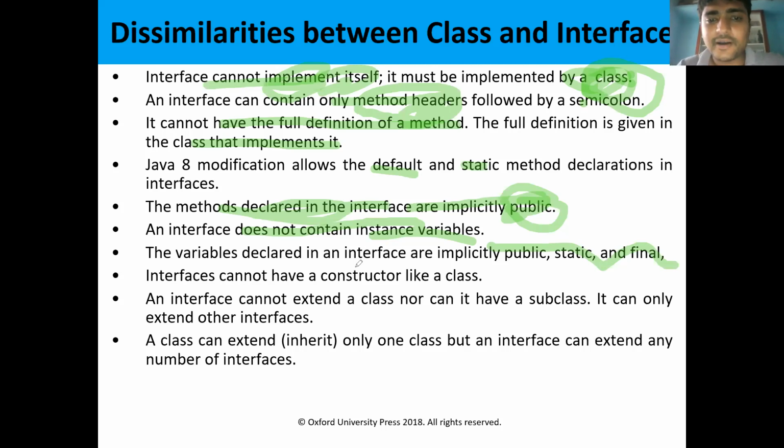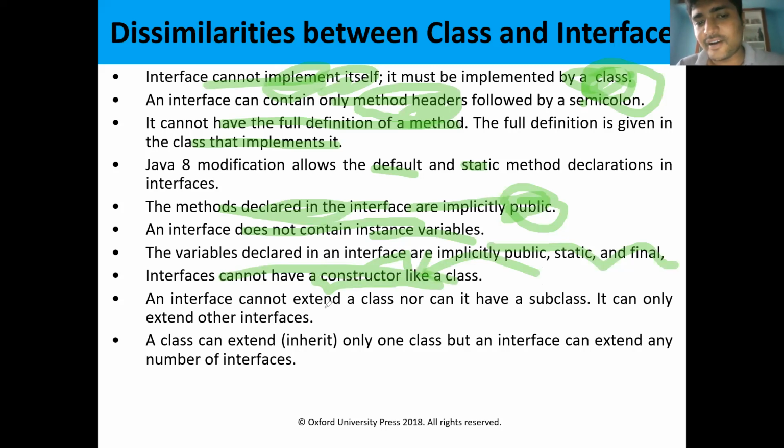So interfaces cannot have constructors. In interfaces, we don't have the concept of constructors. So we don't create constructors. That means for initialization, we don't need a constructor. By other ways, we can initialize the variables.